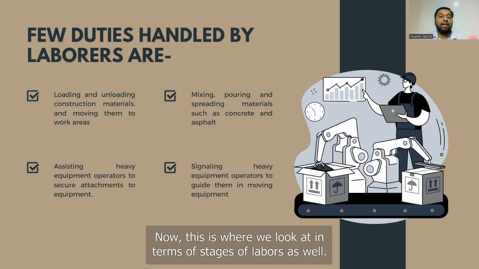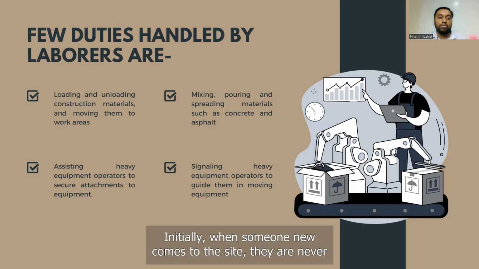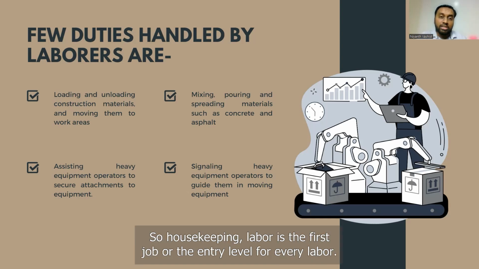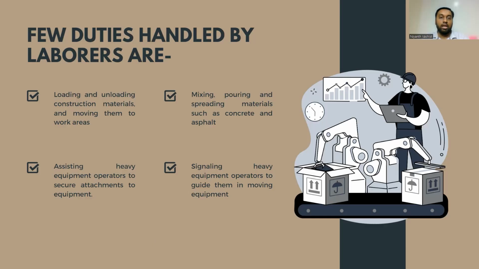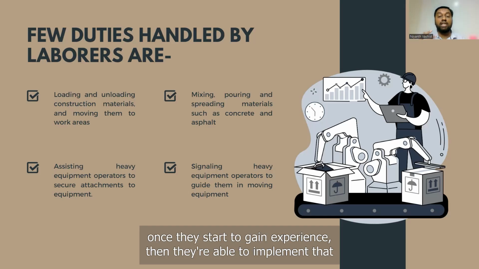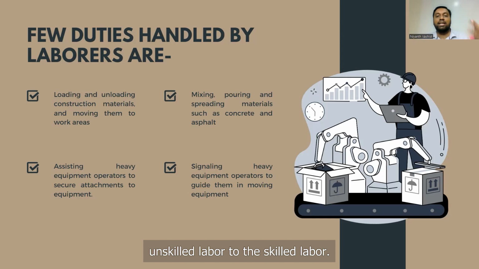Now this is where we look at stages of labors as well. Initially, when someone new comes to the site, they're never given the execution labor job. They're always given the housekeeping jobs. So, housekeeping labor is the first job or the entry level for every labor. And once that entry level is passed, they come into the unskilled labors under execution works. Once they get skilled, once they understand what happens in the site, once they start to gain experience and knowledge, then they are able to implement that knowledge in the next projects. And that is when the laborers make the leap from unskilled labor to the skilled labor.